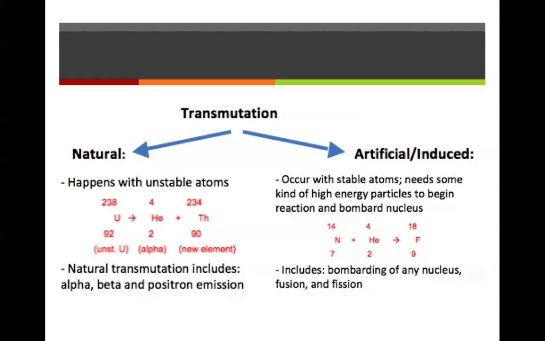There is also a type of transmutation that's called artificial. This occurs with stable atoms, and they need to be hit with some type of high energy particle that then makes the nucleus unstable and then forces an artificial decay to occur. So this can be what we're going to focus on today, which is bombarding of any nucleus, but we're also later going to be talking about fusion and fission and how that's related as well.